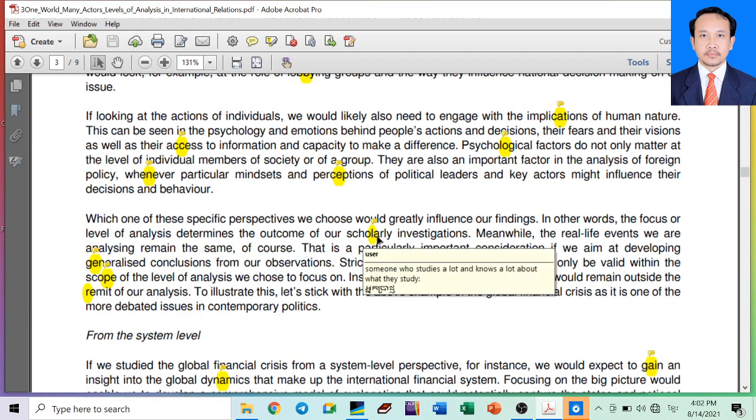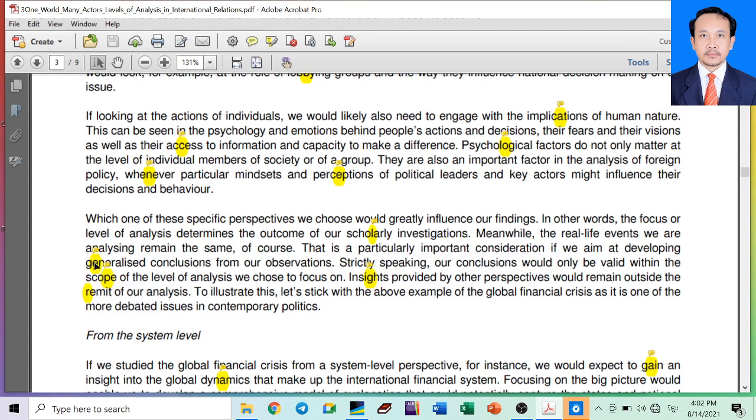Scholarly: someone who studies a lot on a particular subject to know it clearly and knows a lot about what they study. Generalize: involving a lot of people, places, or things. Generalized conclusion.